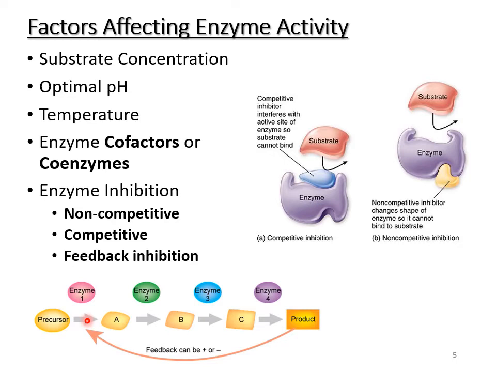Because think about it, if you already have that product, why would you want to waste resources, time, energy, making more of that product that you don't need? The cell would just fill up with that product and explode, okay? So instead, that product serves as an inhibitor to block enzymes in that pathway to block production of more product because you already have that product, okay? So you have non-competitive, competitive, and feedback inhibition. Make sure that you're very clear on the differences amongst them.